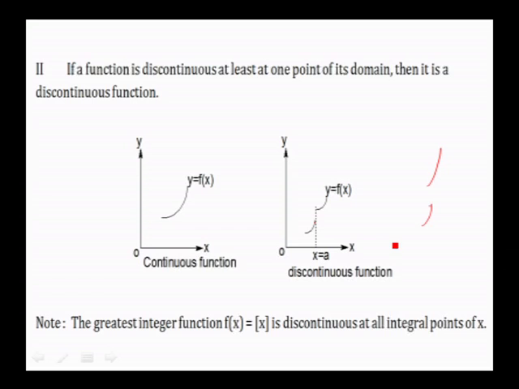So the greatest integer function f(x) = integral part of x is discontinuous at all integral points of x. So if you take the greatest integer function and draw its graph, generally it looks like this.